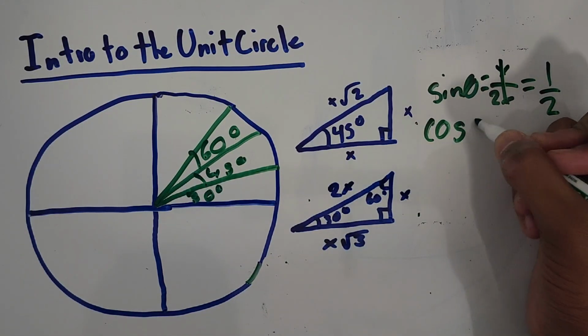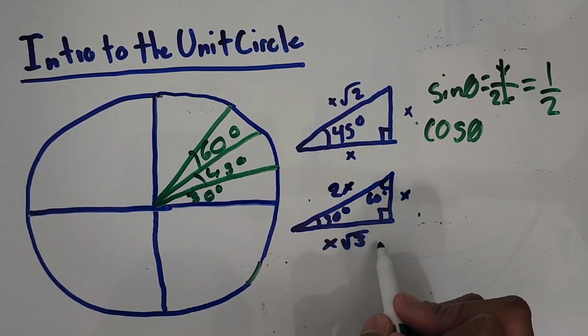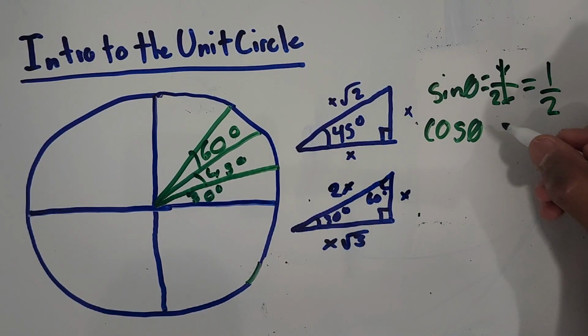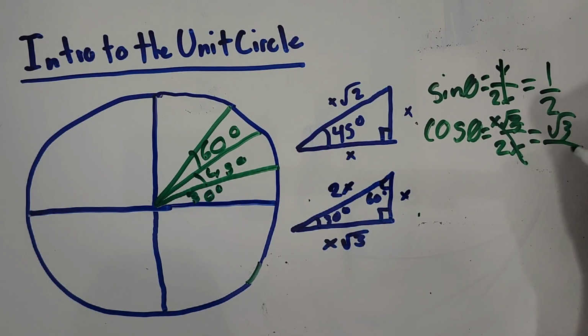Now we do the same with cosine. Cosine is adjacent over hypotenuse. Just cancel those out and we get rad 3 over 2.